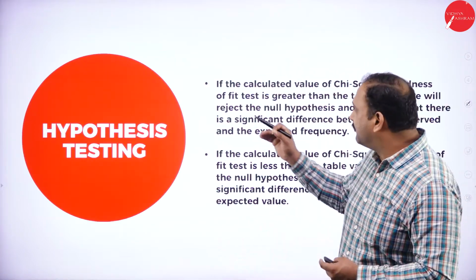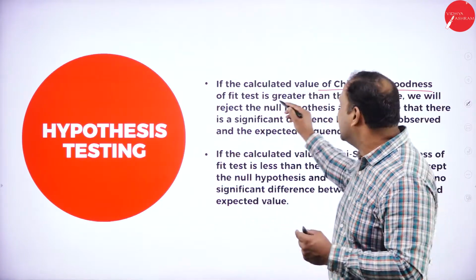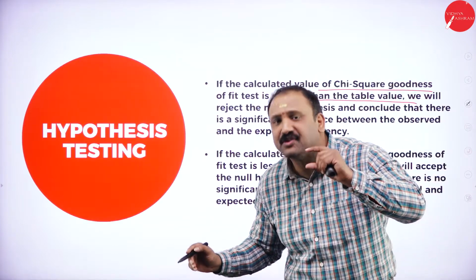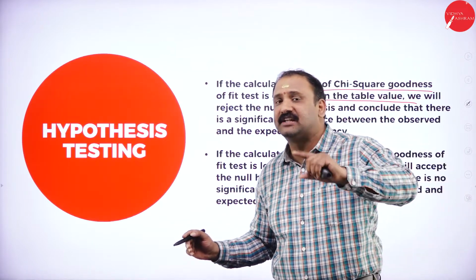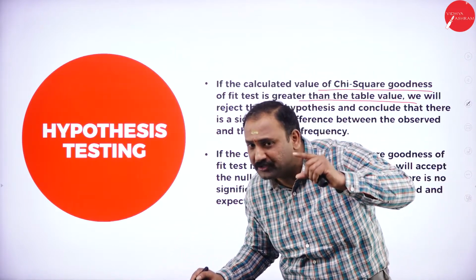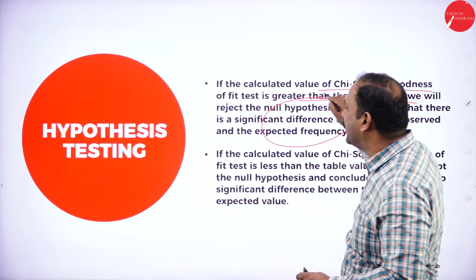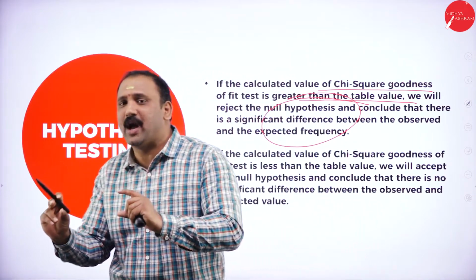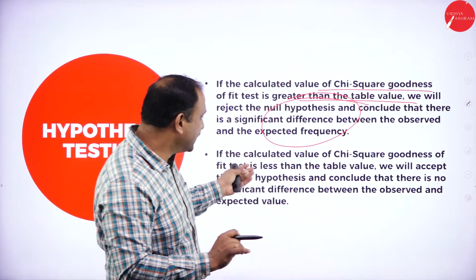Followed by, if the calculated value of the chi-square goodness of fit test is greater than the table value, we will definitely reject the null hypothesis. That means there is an amount of significance, an amount of alteration coming into the picture, and this is where we are going to conclude that there is some difference between the expected value and the observed value that we have been speaking about.